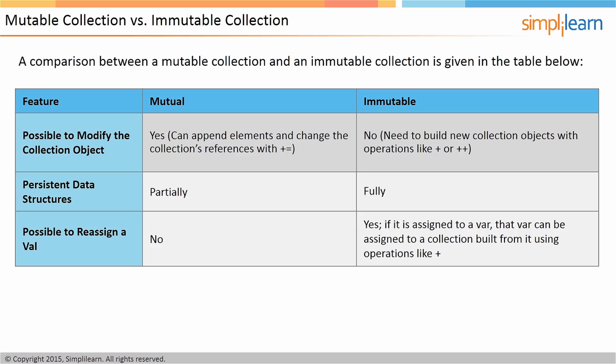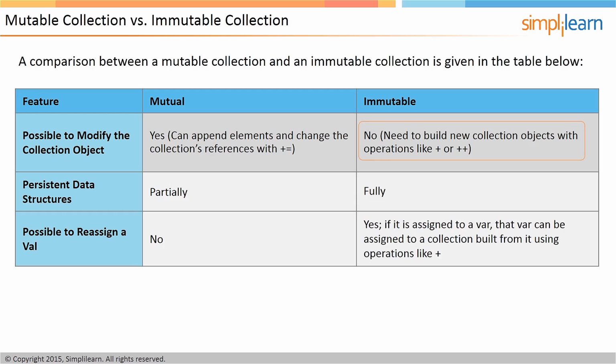To understand the concepts of a mutable and immutable collection, let's compare them through the table given on the screen. Mutable implies that it's possible to modify the collection in concern. Therefore, to change a collection A and every other reference to that collection, you can append elements using the given operator. On the other hand, immutable implies that the given collection object never changes. You would need to build new collection objects using the given operators.